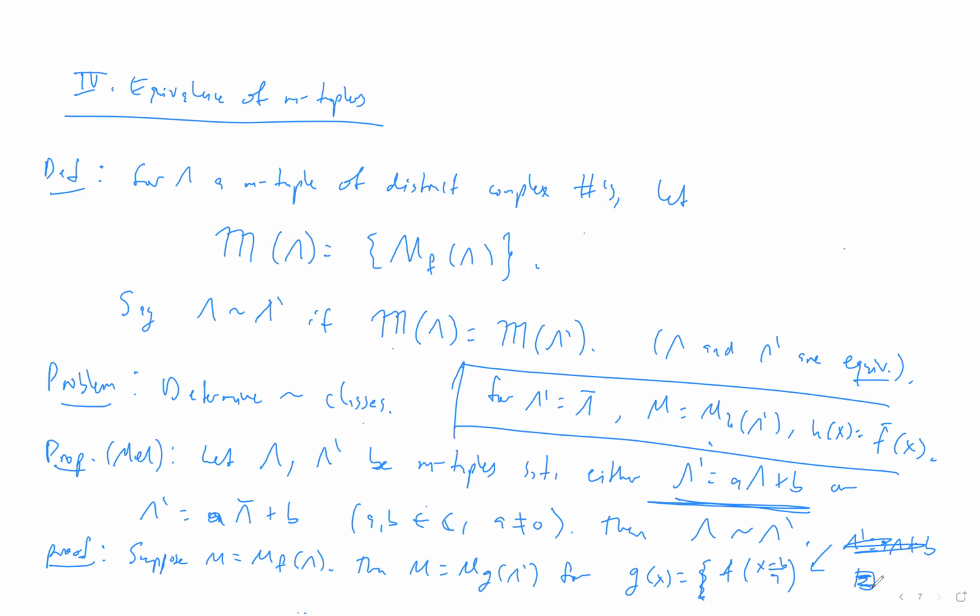But basically, the conclusion is that homothetic M tuples are equivalent. Here I'm talking about translations, rotations, dilations, and reflections. The reflection is coming from complex conjugation. So this is very nice, and this tells us that our equivalence classes are at least reasonably big.